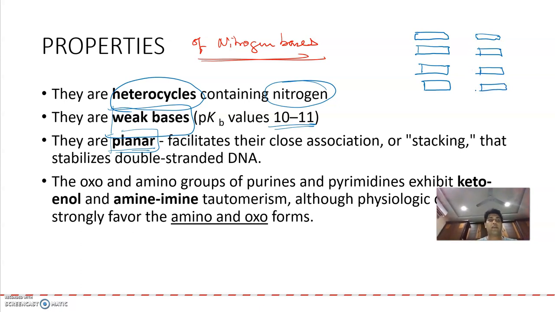All right, so coming to the isomerism or tautomerism that they follow, the oxo and amino groups of purines exhibit keto-enol and amine-imine tautomerism, although under physiological conditions, the amino and oxo forms are more common. Now I'll let you know through a diagram what exactly we mean.